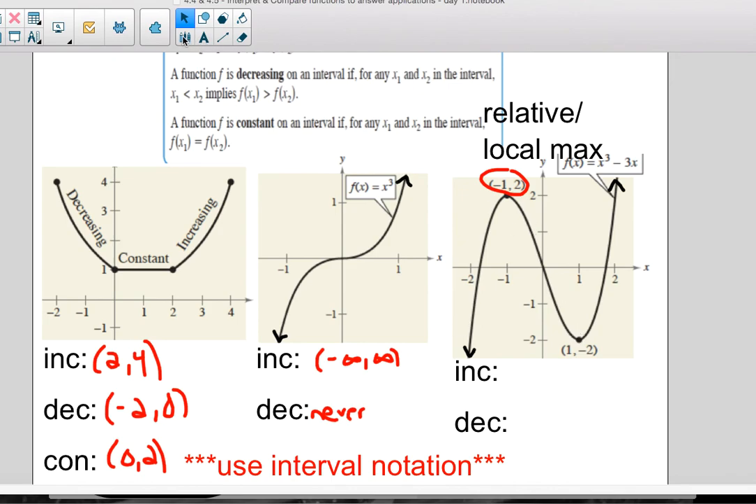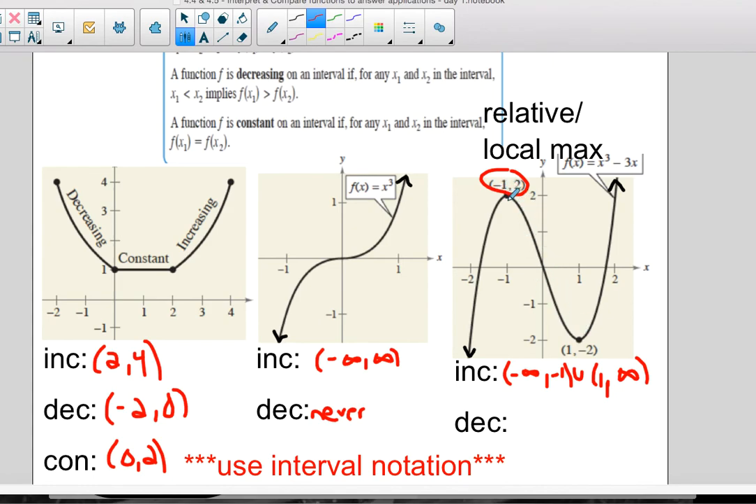So we're increasing until we hit that relative max, so negative infinity to -1. Again, I don't care about 2, just want the -1. And then you can see here we're actually decreasing, but we're going to increase again after the local minimum or relative minimum. So I'm going to hit a union, and then we're going to increase again from 1 to infinity as I keep going to the right. 1, infinity. And then we're decreasing simply in between, right? This is the only part where my graph is going down from left to right, so it's -1 to 1.